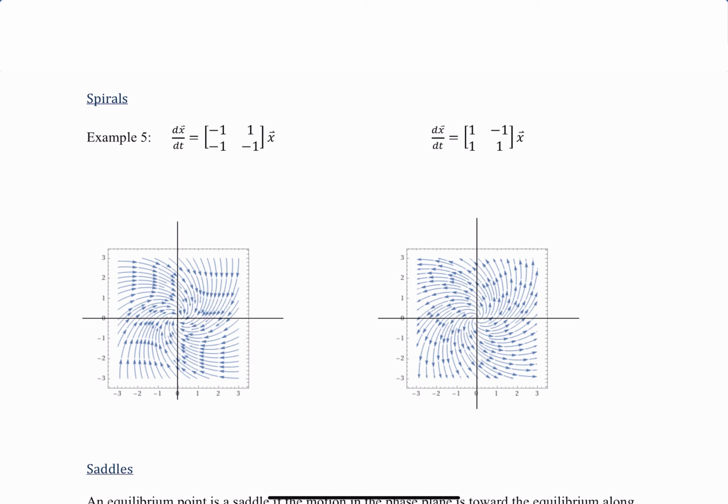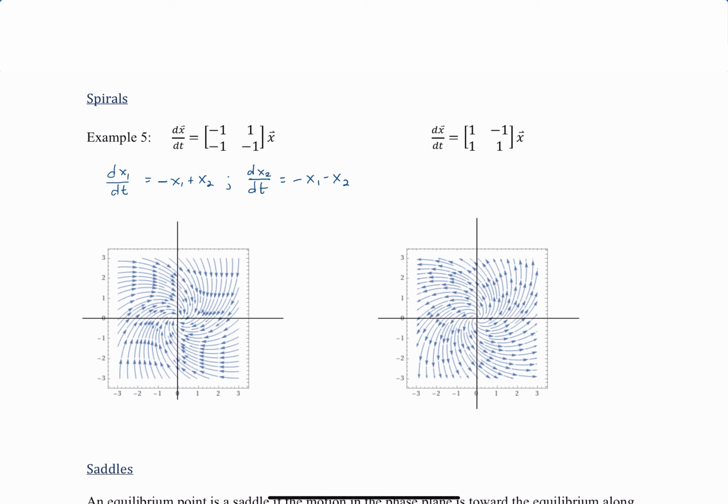These two phase planes in example 5 go along with the differential equations that I've put up here. I got them from Wolfram Alpha, and let me just remind you that this matrix notation is a shorthand for saying dx1/dt equals negative x1 plus x2, and dx2/dt equals negative x1 minus x2. So over at Wolfram Alpha, I entered minus x plus y for the first equation and minus x minus y for the second equation.